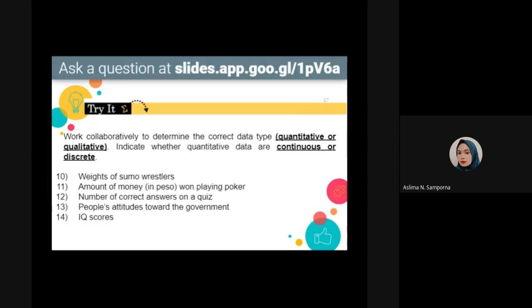Quantitative discrete. Is this continuous or discrete? How do we treat amount of money? Discrete, sir. Why? If ever it is continuous, sir.